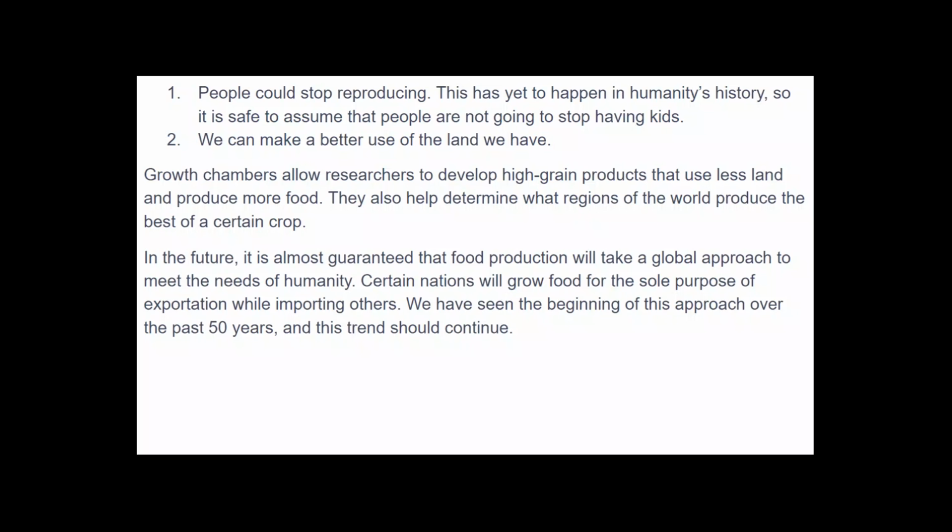Well, I suppose you could look at China, which forced people to have one child per couple for a good period of years. And that was fairly successful.